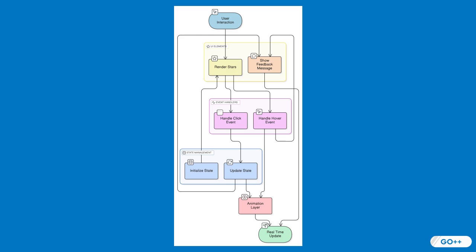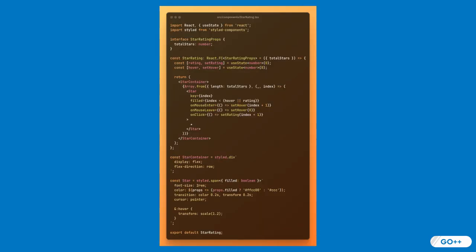Incremental feedback is crucial as it provides immediate visual responses, helping users understand their selection better. Real-time state updates, powered by React state management, ensure that the component reflects the user's selection instantly, making the interaction feel natural and intuitive. Now, let's look at an example of how to implement this in code.